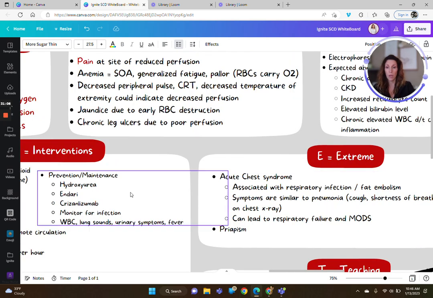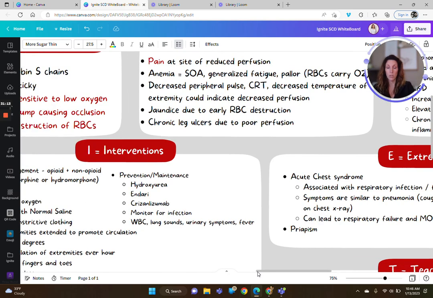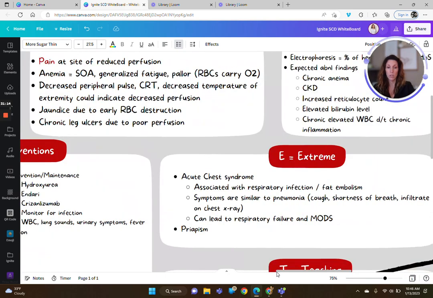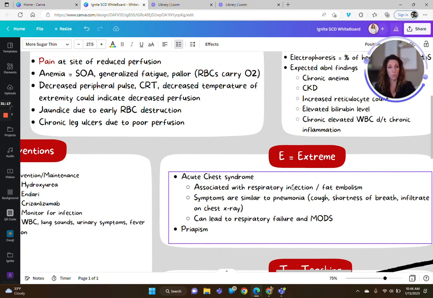Okay, so we were on I of our word patient. So now we're going to move over here to E, which is extreme, which is the worst case scenario, like what's the worst thing that can happen to my patient that has sickle cell disease? So that is acute chest syndrome, okay?